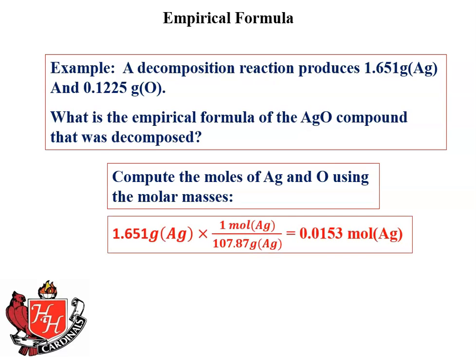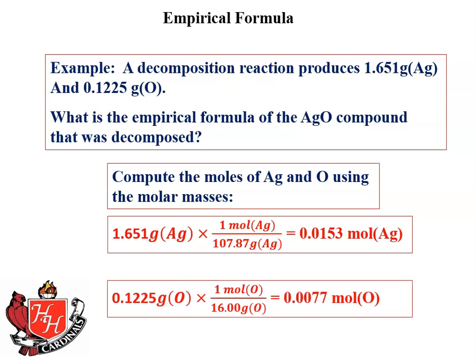So for silver, you get the 107.87 off your periodic table where you find silver, and you have 1.651 grams. So you do the conversion, grams of silver cancels out, you end up with moles of silver is 0.0153. Same for oxygen. The molar mass of an oxygen atom is 16. So to do the same division, you get 0.0077 moles of oxygen.